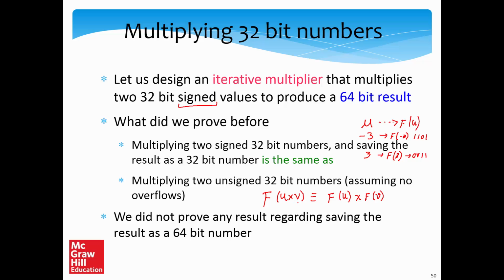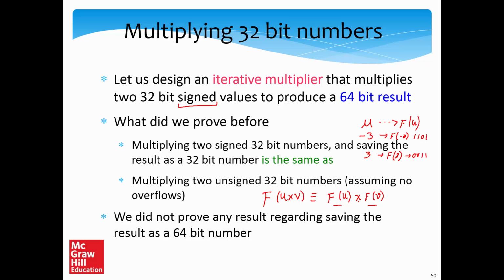So what we have essentially proven is that the 2's complement representation of a product of two numbers is essentially the same as considering each of the numbers individually, taking their 2's complements, and then multiplying them assuming that they are regular unsigned 32-bit numbers. You'll be just fine as long as there are no overflows. We, however, did not prove any result regarding saving the result as a 64-bit number, but this is what we know.